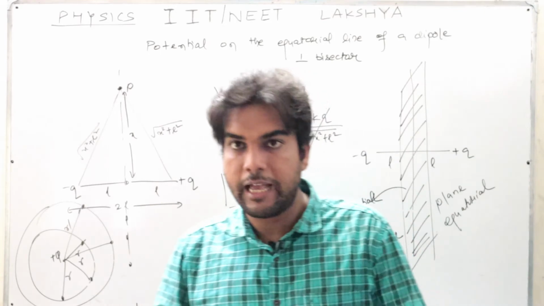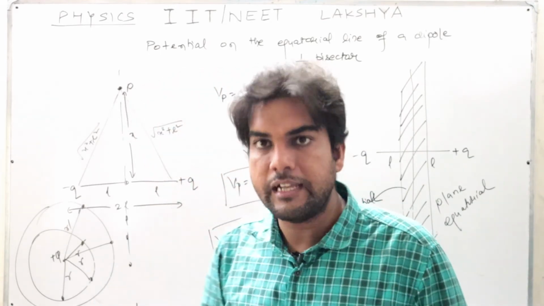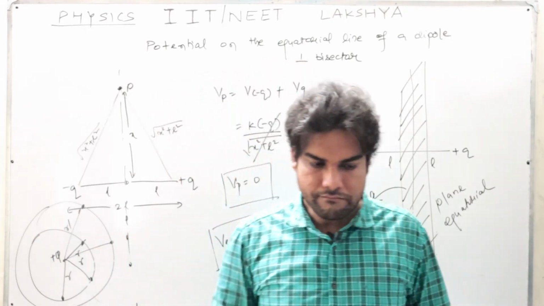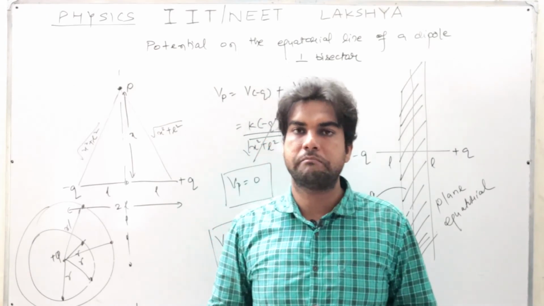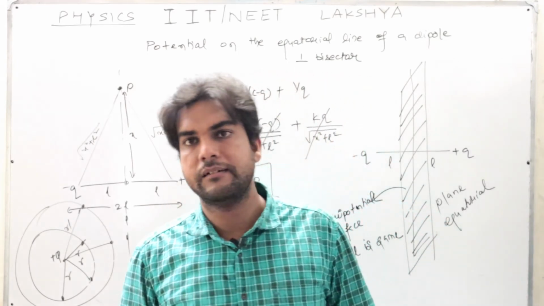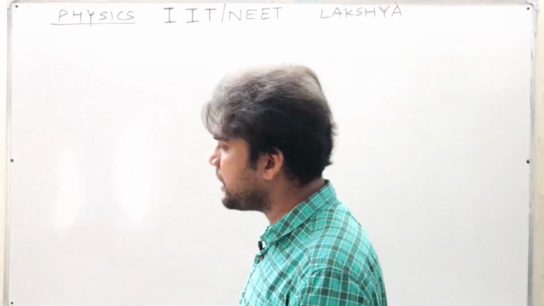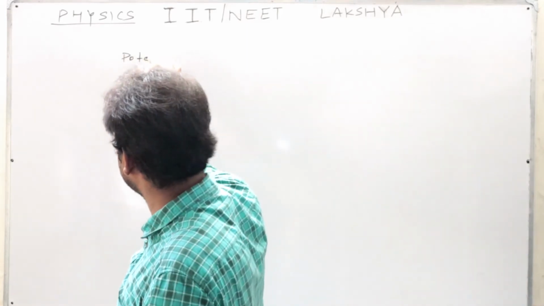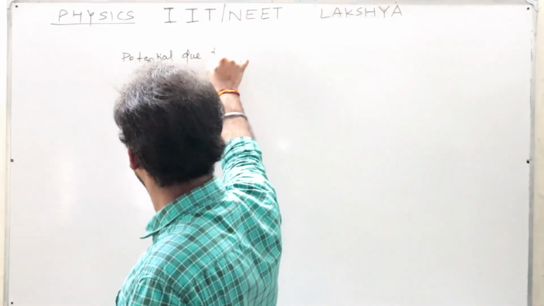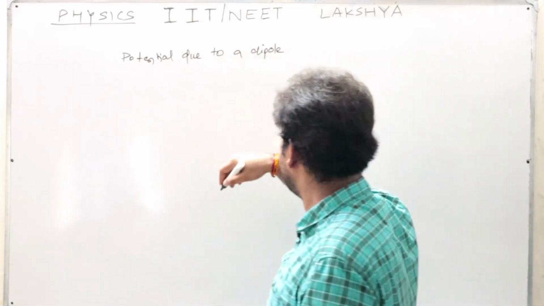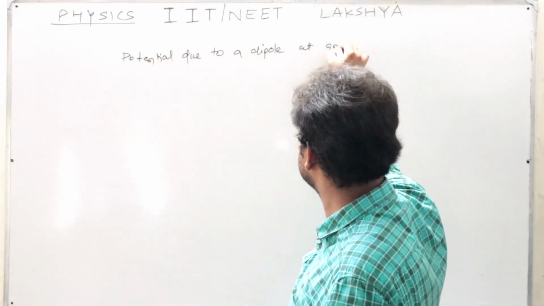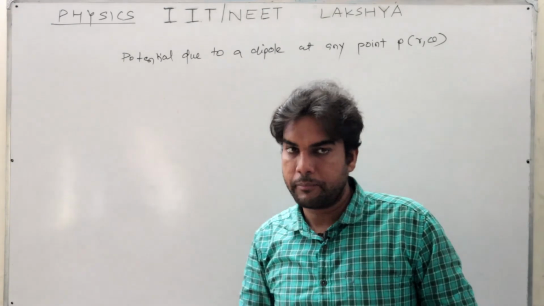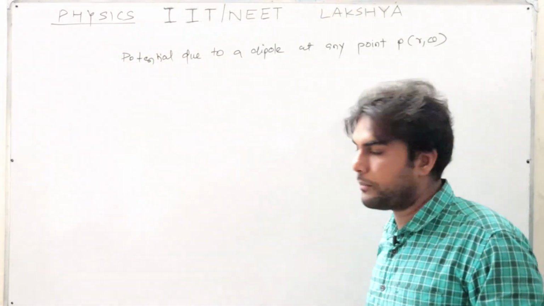Note it down, and then I am going to take a general case. We have taken the axial point, we have taken the equatorial point. After that, I am going to take a general case. At any position, if a point is placed and they are asking the potential at that point. So note it. Okay, let us take a general case now. Potential due to a dipole at any point P (r, theta).